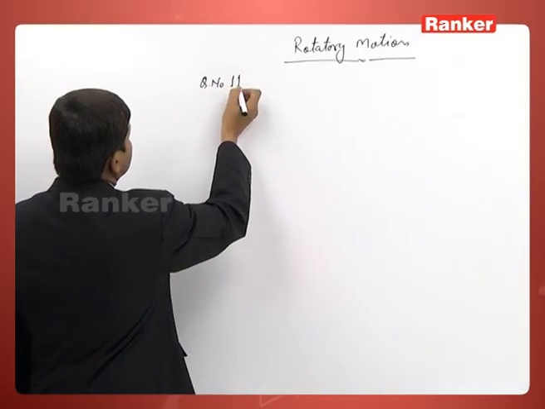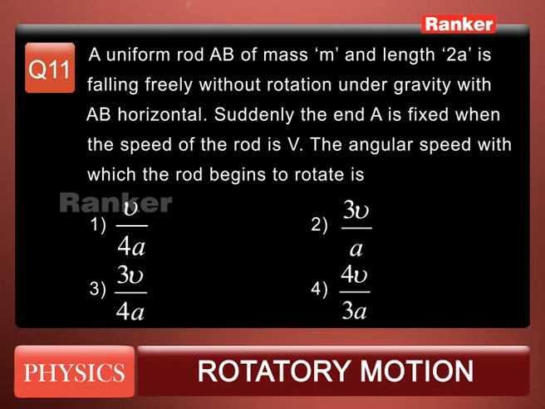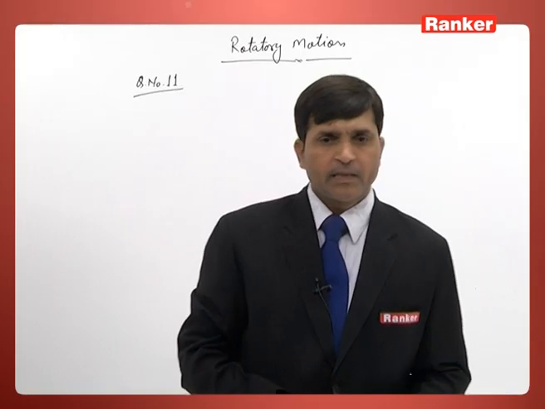Question number 11. A uniform rod AB of mass m and length 2a is falling freely without rotation under gravity with AB horizontal. Suddenly the end A is fixed when the speed of the rod is v. The angular speed with which the rod begins to rotate is, the first option v by 4a, the second option 3v by a, third option 3v by 4a, and the fourth option 4v by 3a.